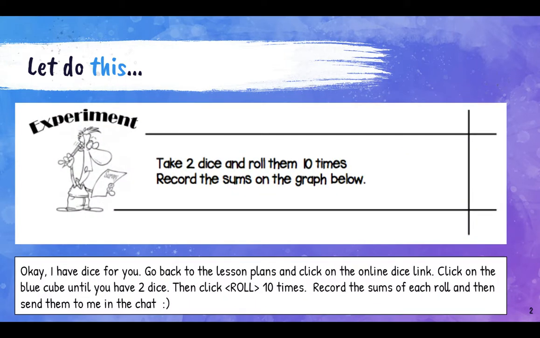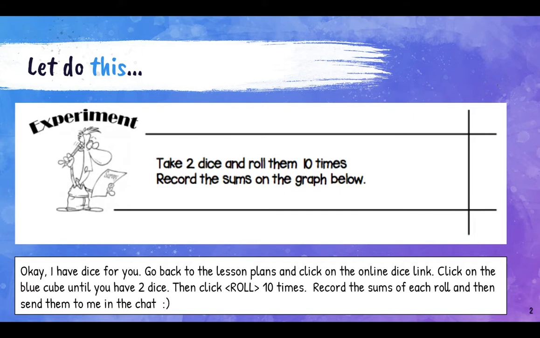If you were in the classroom, I would hand you 2 dice and ask you to roll them 10 times, recording the sums on the graph below on your notes. However, since you are not in the classroom, I have put an online dice link on the lesson plans on Google Classroom. Click on that and then click on the blue cube until you have 2 dice.